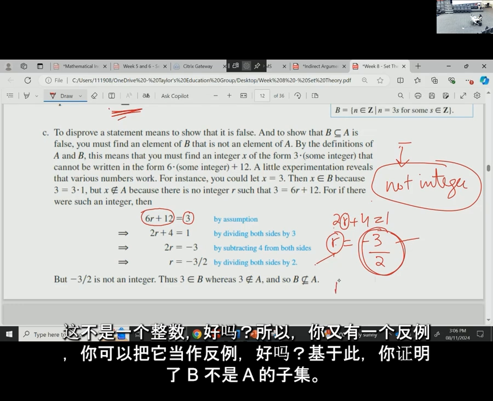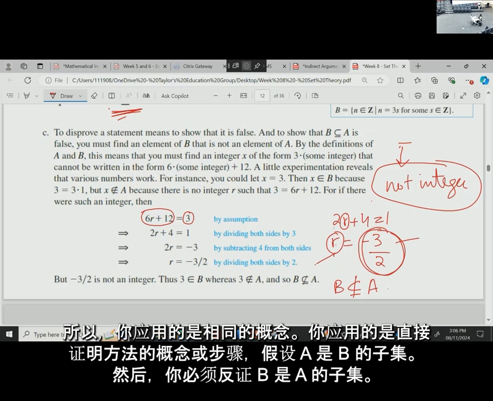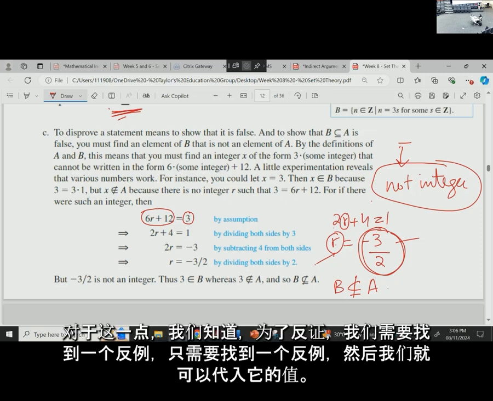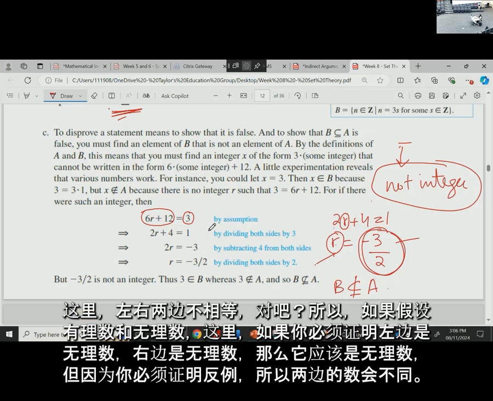And based on this, you show the proof that B is not a subset of A. So you are applying the steps for the direct proof method in showing that A is a subset of B. Then you have to disprove that B is a subset of A. For that, we know, for disproving, we find a counter example. Only one counter example we need to find, and we can plug in the values for that, and here it is in the context of left and right hand side not being equal.